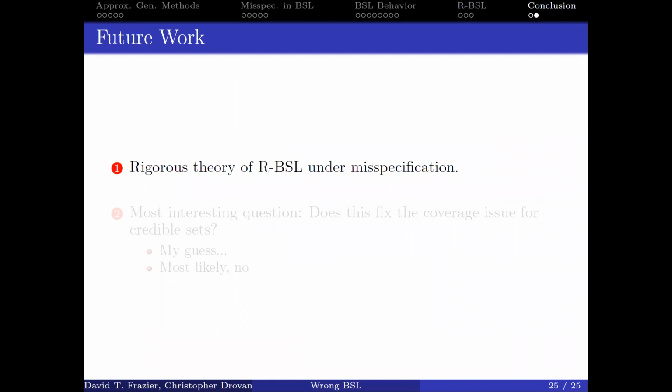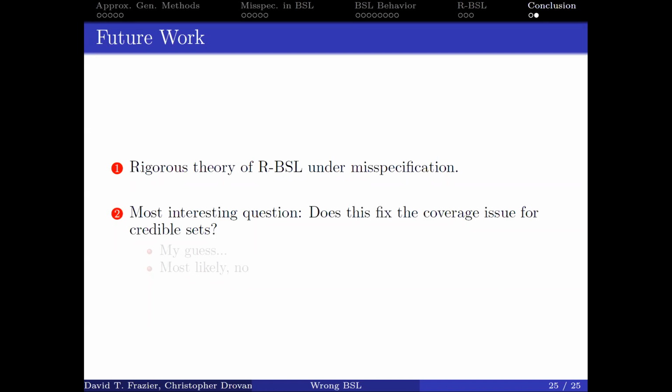So there's still some future work to do here. We're probably going to tackle it in another paper. I don't have a rigorous theory of RBSL when the model is misspecified. What you can show is that when the model is correctly specified, the RBSL posterior basically behaves exactly the same as the exact BSL posterior. The adjustments don't create any inflated variance in the limit or anything like that. They still concentrate on the same points when the model is correct. When the model is not correct, I don't know.